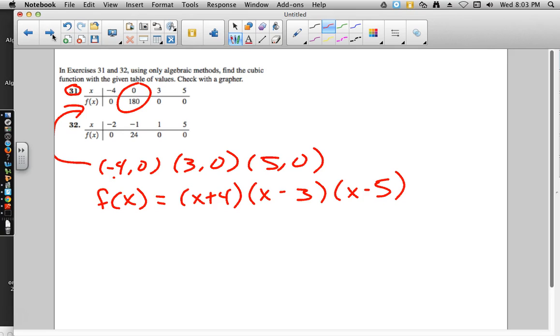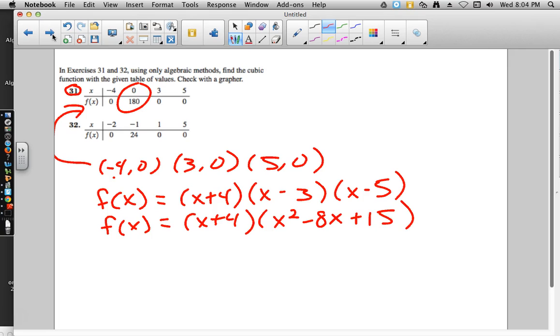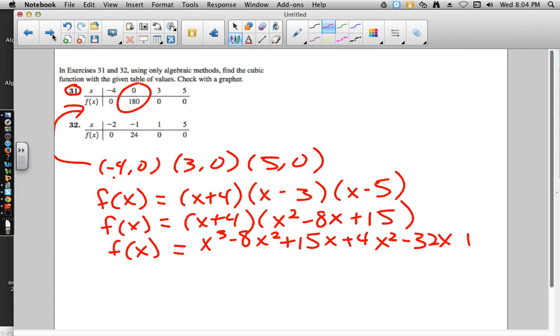Now, the book takes a shortcut method at this point, and I'm not going to do a shortcut method because shortcuts are not logical. Instead, I would go ahead and multiply this out like I would any other polynomial to see what I have. So in this case, we leave this x plus 4, and we would go ahead and do FOIL on the back 2 here. So x squared minus 5x minus 3x would be minus 8x plus 15. And then we would go ahead and distribute the x, and then distribute the 4. So that would give us x cubed minus 8x squared plus 15x plus 4x squared minus 32x plus 60.